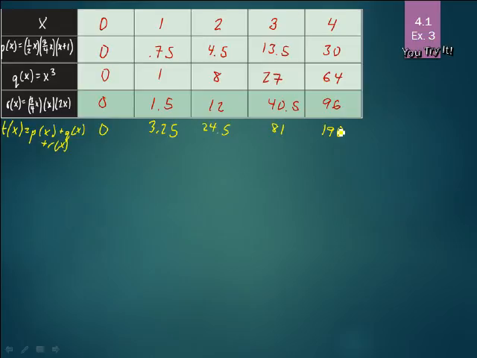And now we can find the differences of these, and that will help us know what type of equation it is. So subtracting, doing 190 minus 81, we get 109. 81 minus 24.5, we get 56.5. 24.5 minus 3 and 25 hundredths, we get 21 and 25 hundredths. And then 3 and 25 hundredths minus 0 is just 3 and 25 hundredths.